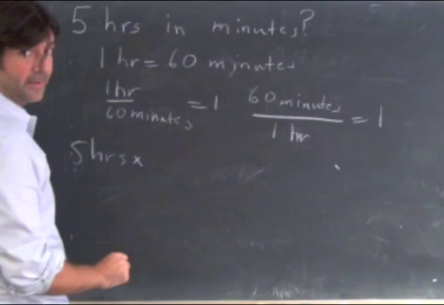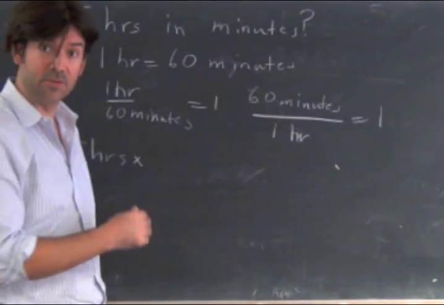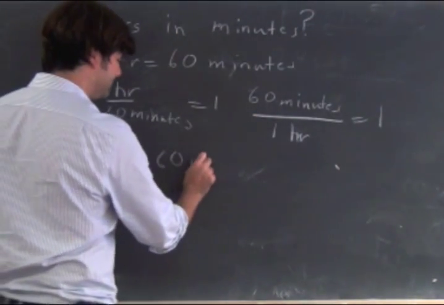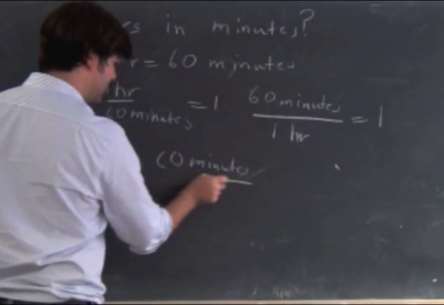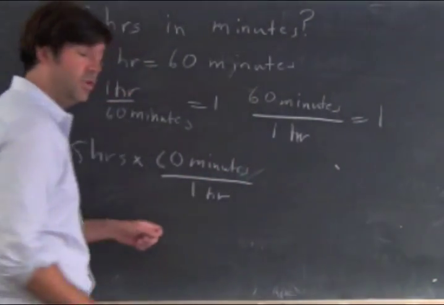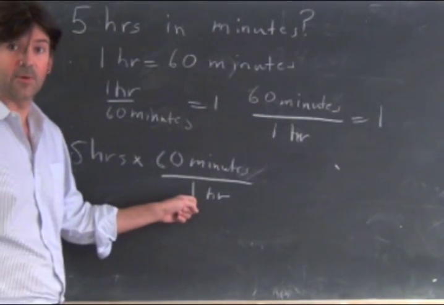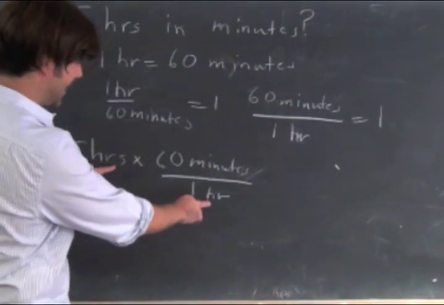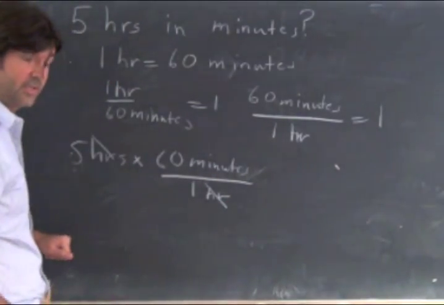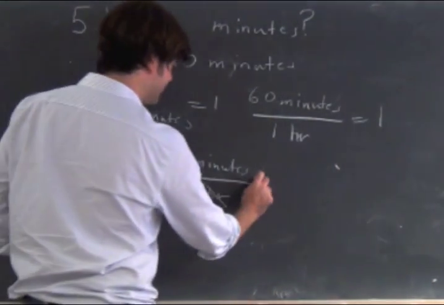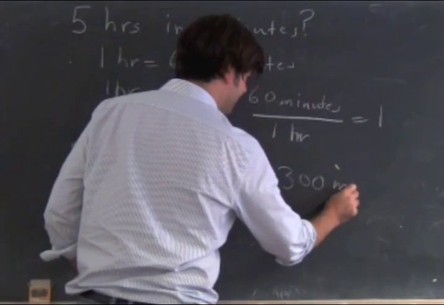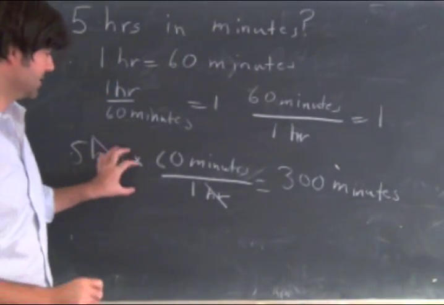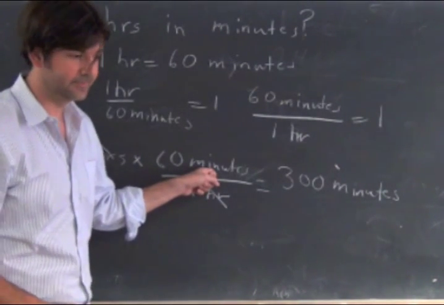In this case, I'm going to want to multiply it by something that will allow me to cancel off the hours units that I already have. So I'm going to multiply by this: 5 hours times 60 minutes divided by 1 hour. Note that this is just 1, right? 60 minutes and 1 hour are the same thing. So I can multiply this and I'm not changing its actual value. I'm just changing its units. But I can cancel off these hours here, and now I'm just left with 5 times 60 equals 300 minutes. So we've canceled off the hour units, and we're left with only the minute unit.